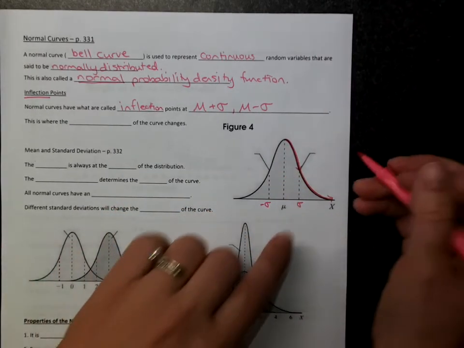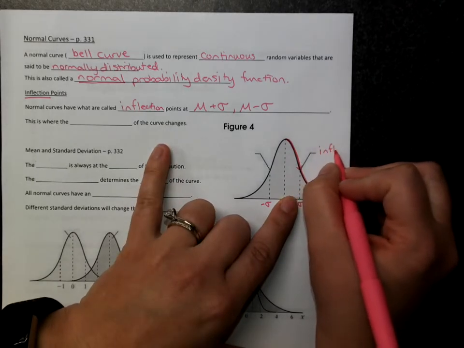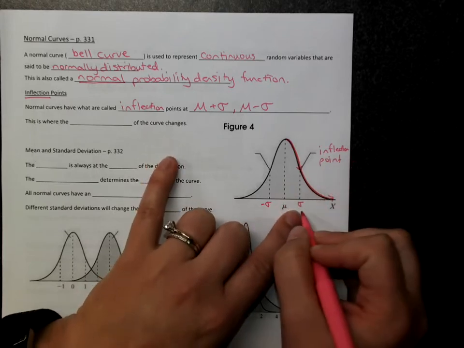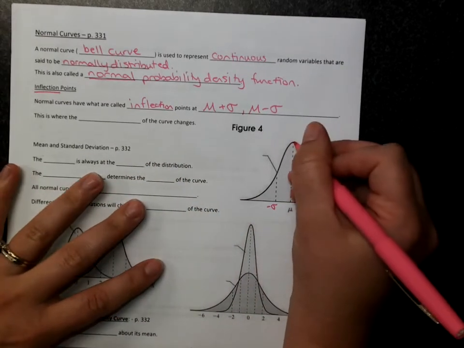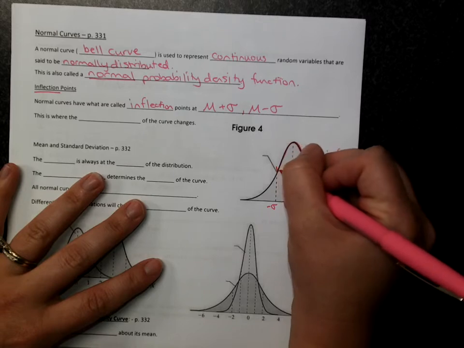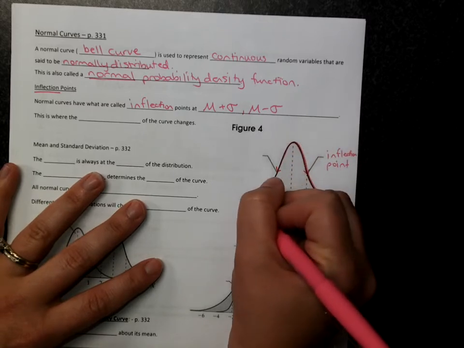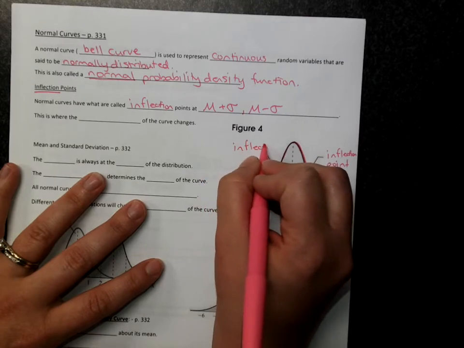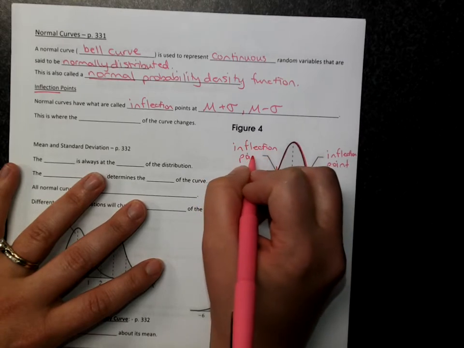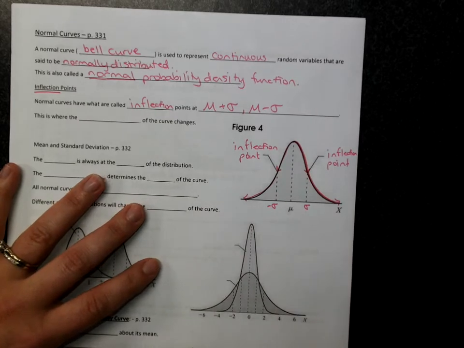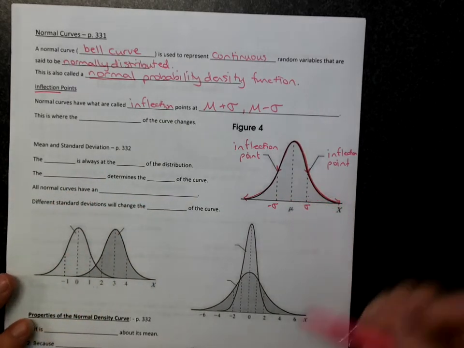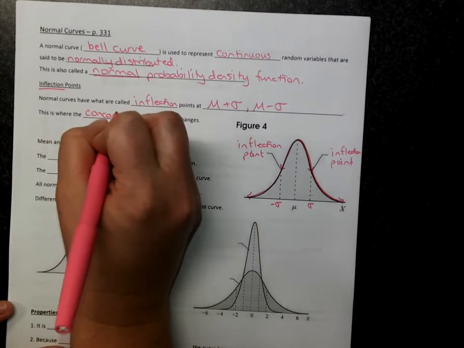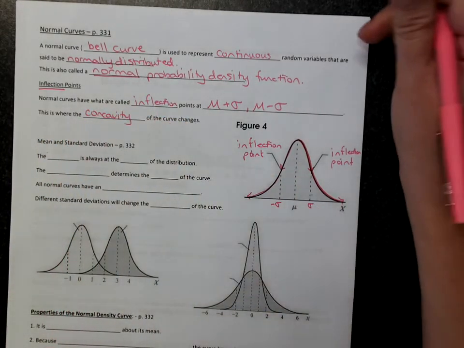And that's, again, kind of hard to think about. You don't really need to fully understand it. You just need to know that it happens 1 standard deviation above the mean. And also on the other side, it goes from concave down to concave up or out. And that's the other inflection point. So concavity is something you would study in a calculus class. We just need to know that it happens 1 standard deviation away. So this is when the concavity of the curve changes.